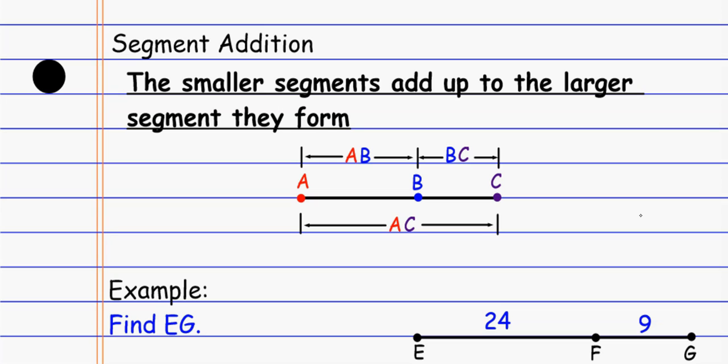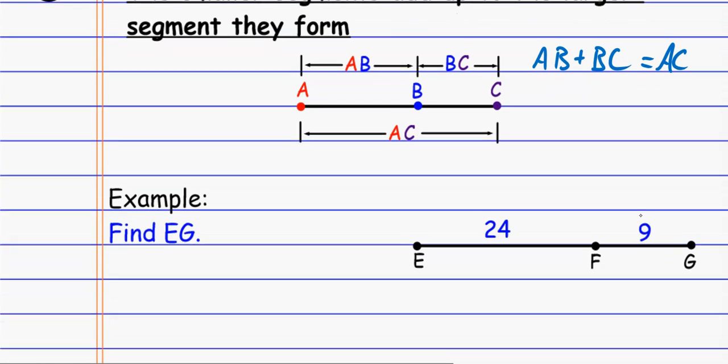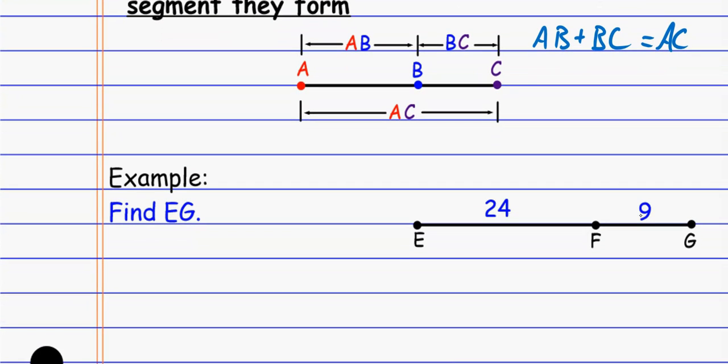So all this segment addition stuff is just saying, hey, if I take AB and I add BC, if I add those two smaller pieces together, it gives me the whole thing, AC. Okay, that's it. That's segment addition. The idea that this could be broken down into pieces, and if I add up the pieces, it gives me the whole thing.